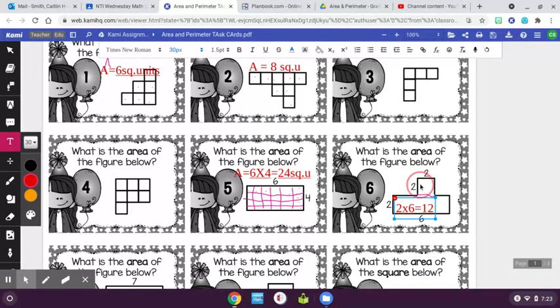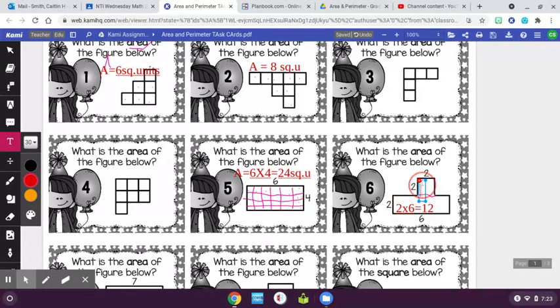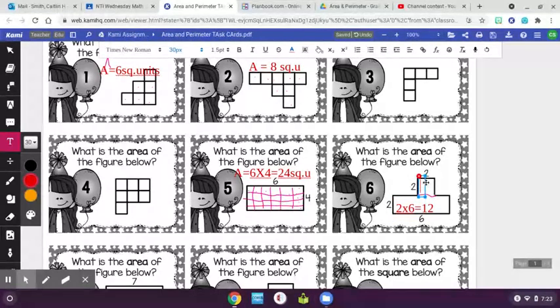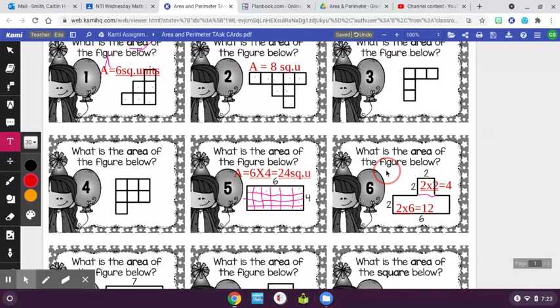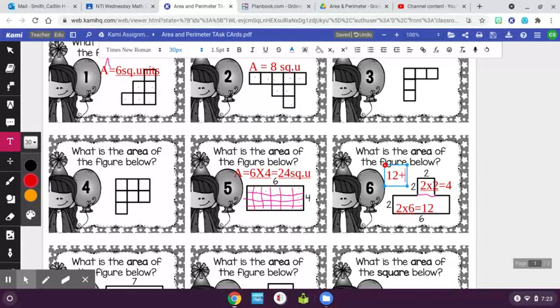And then up here, length times width is 2 times 2. And I know that's 2 twice, and that makes 4. Then to get the area of the whole shape, I have to put these two together. So I'm going to have to add the 12 and the 4. If I count on from 12, 13, 14, 15, I'm going to get 16 square units.